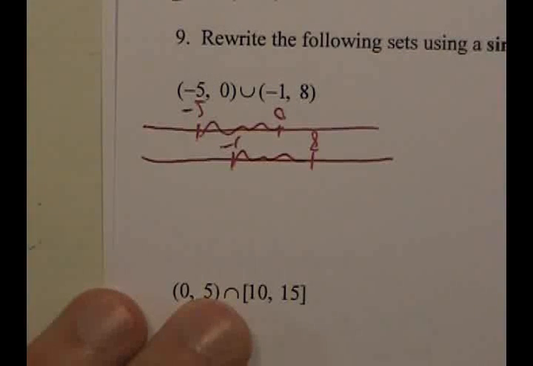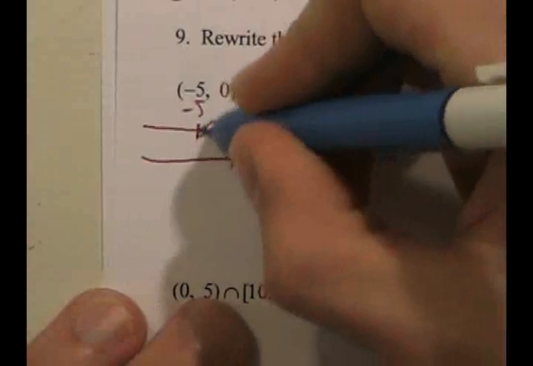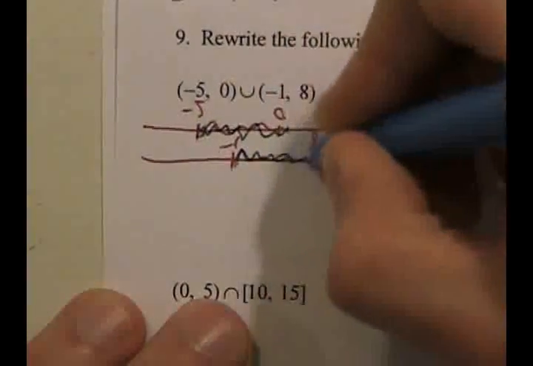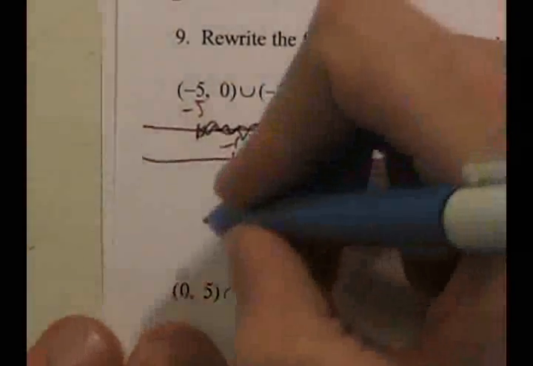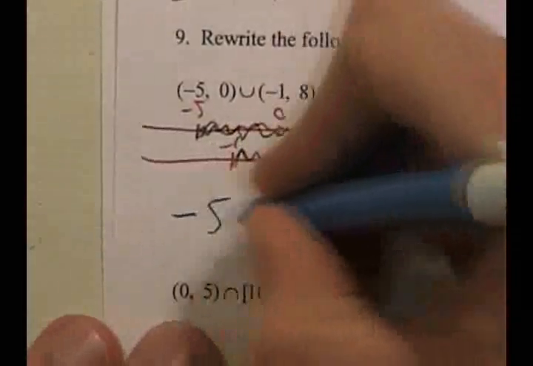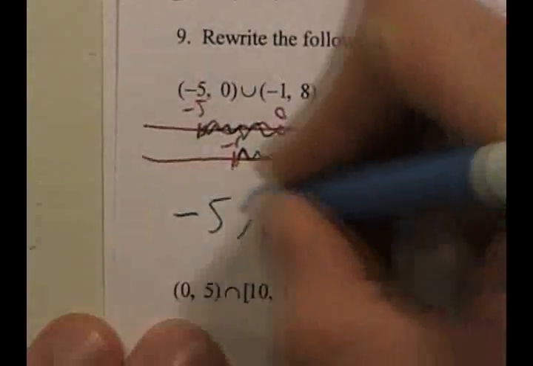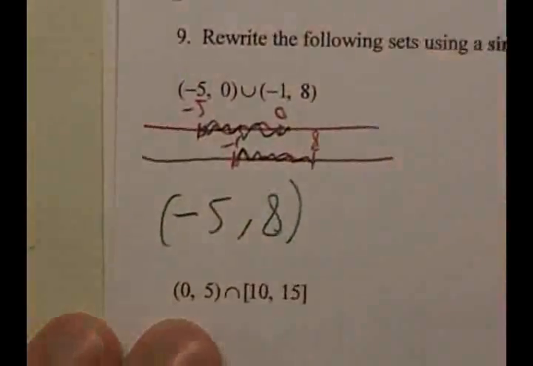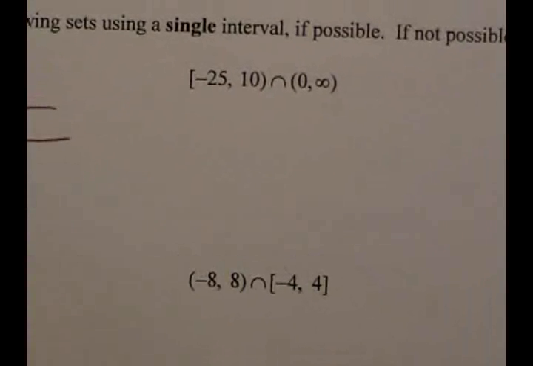And since I'm taking their union, everything in both sets counts. So this counts, and all this also counts. And the way we say that is everything from minus 5 up until 8. Right. That's that one.